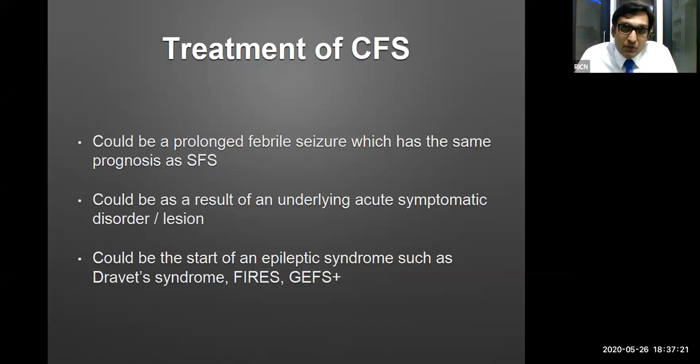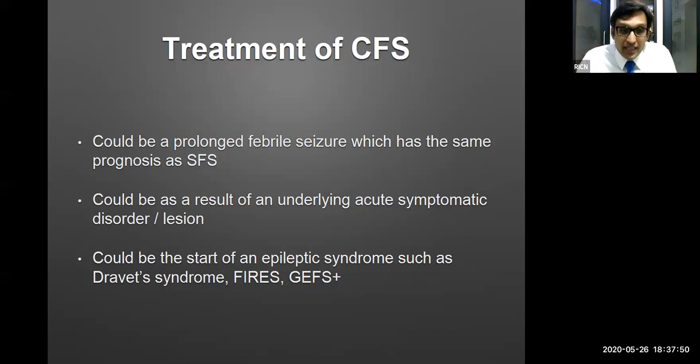Treatment of complex febrile seizures. In a single slide, I think when you deal with a patient with complex febrile seizure, you need to consider 3 things. Could it be a prolonged febrile seizure which has the same prognosis as simple febrile seizure? So, there's no family history around. This is the first time he's had a complex febrile seizure. He's not in the very high risk age group of 1 to 2 years. This patient could actually just behave like a simple febrile seizure and might not have a second seizure again.